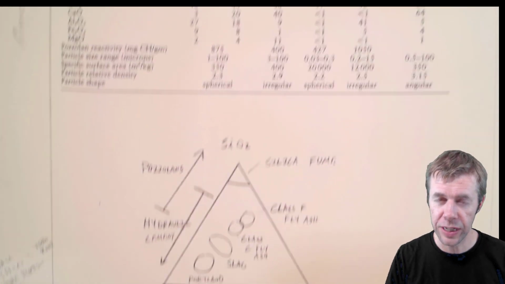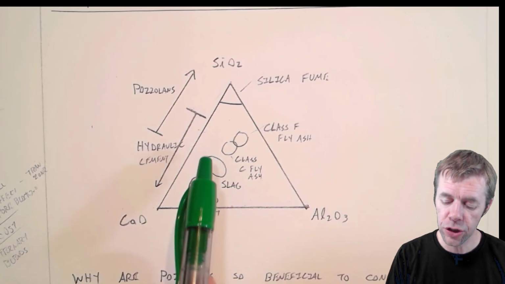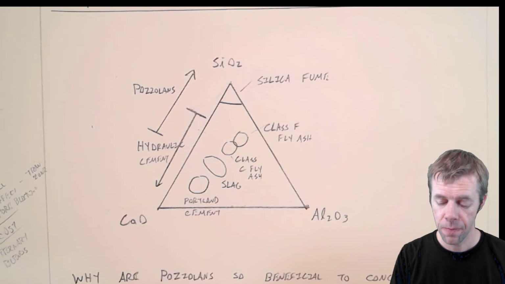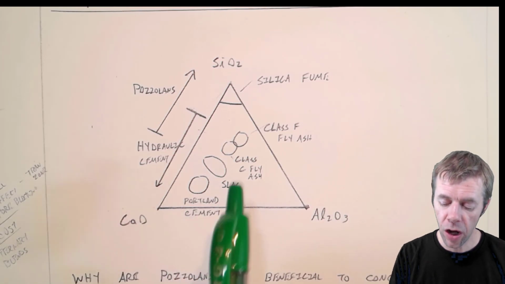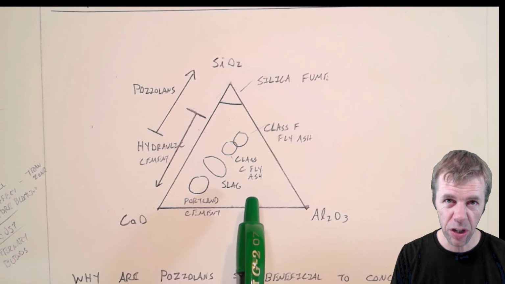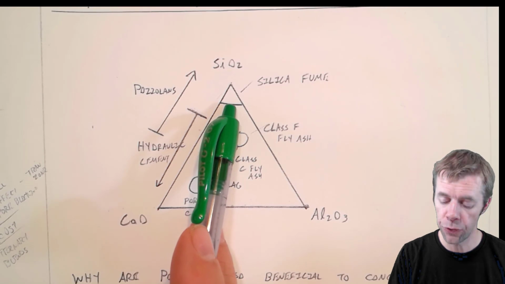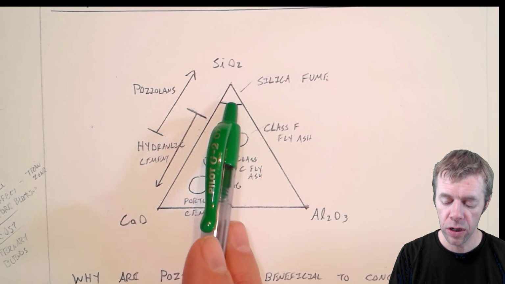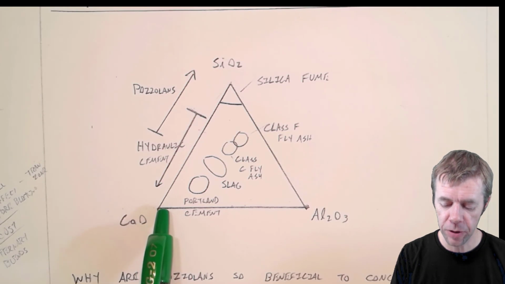Now, another way to think about these SCMs is on this ternary diagram. A ternary diagram is a way to show three different chemical components of different materials. For example, if we took the oxide content that I was talking about before and I plotted the different SCMs on this chart, it would tell you something. Silica fume is pure up here at SiO2. Okay, class F fly ash is closer to SiO2, but it's got some aluminum in it. It doesn't have as much calcium in it.